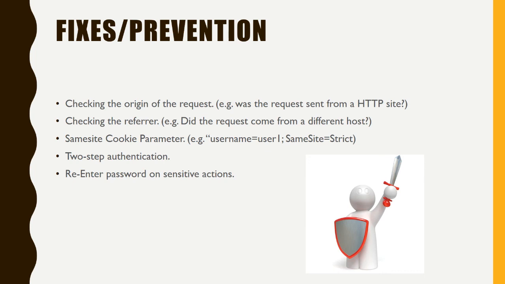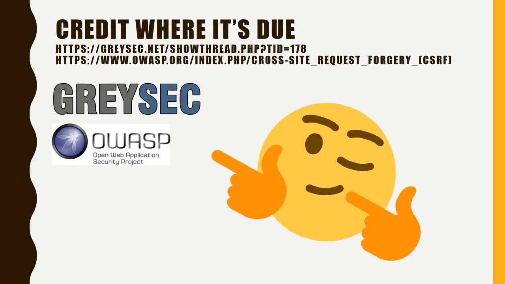And two-step authentication can also help. For example, you try and send a payment, it'll send a text with a code to make sure that the user is happy with sending the payment. Also, re-entering the password, for example. So when you go to pay.php, it'll ask you to enter your password to send a request. And that's it. That's literally everything about CSRF.